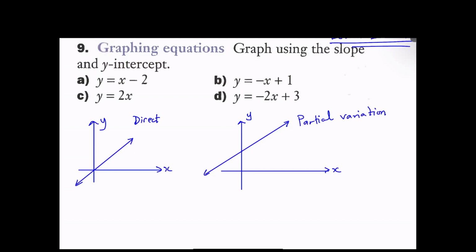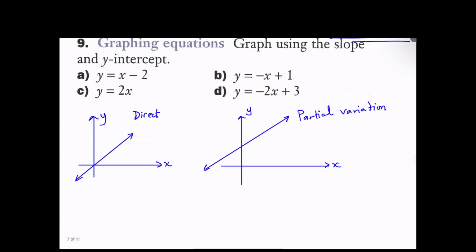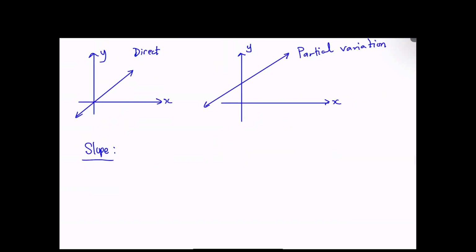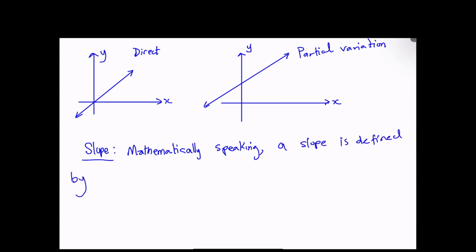But now you are in grade 10, you've gone far in grade 9, so you get to start talking about slopes. So what is a slope, mathematically speaking? You can define slope however you want, but you must follow the equation. So mathematically speaking, a slope is defined by y equals mx plus b.